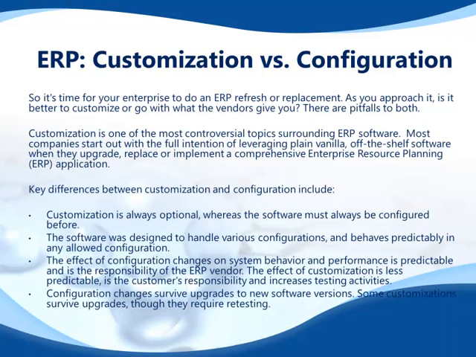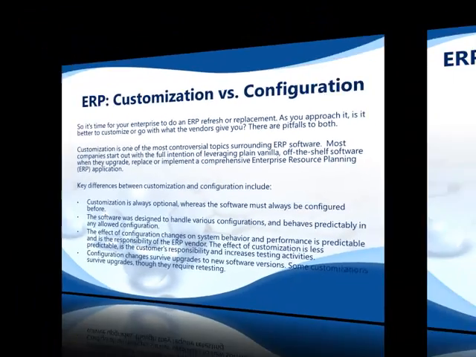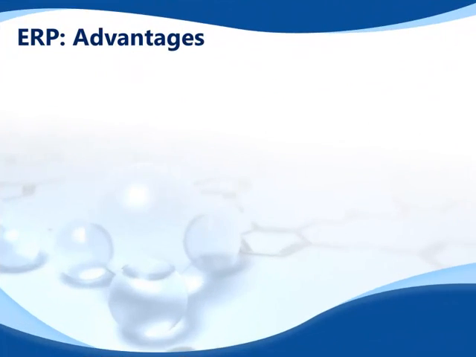Key differences between customization and configuration include: customization is always optional, whereas the software must always be configured before use. The software was designed to handle various configurations and behaves predictably in any allowed configuration. The effect of configuration changes on system behavior and performance is predictable and is the responsibility of your vendor. Configuration changes survive upgrades to new software versions. Some customizations survive upgrades, though they require retesting.